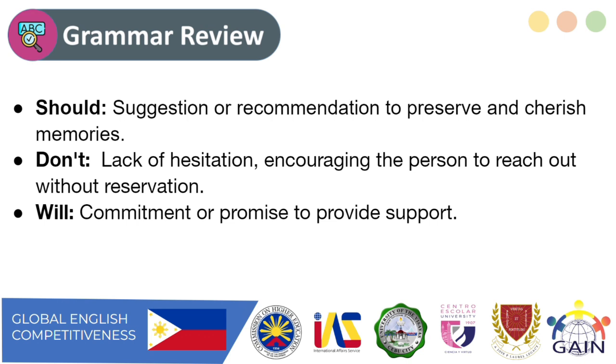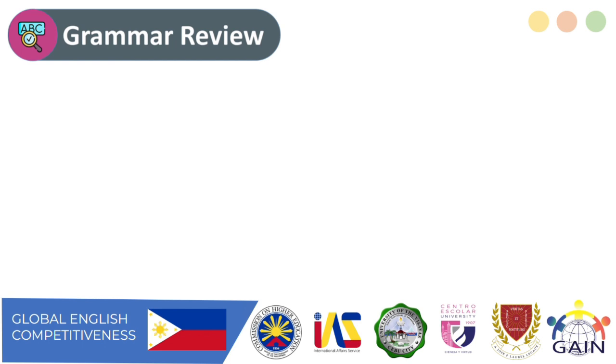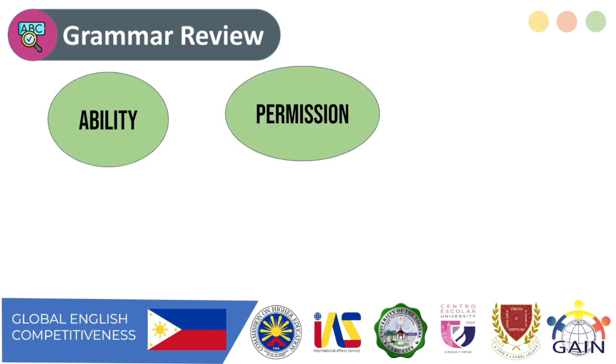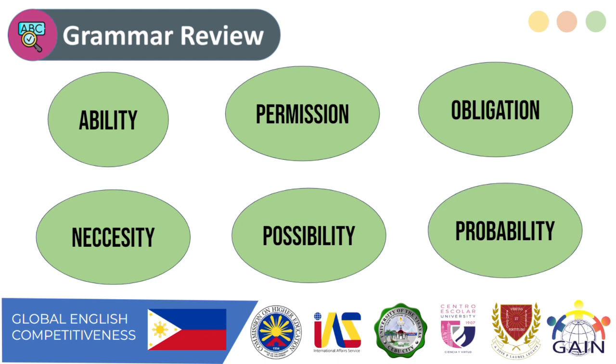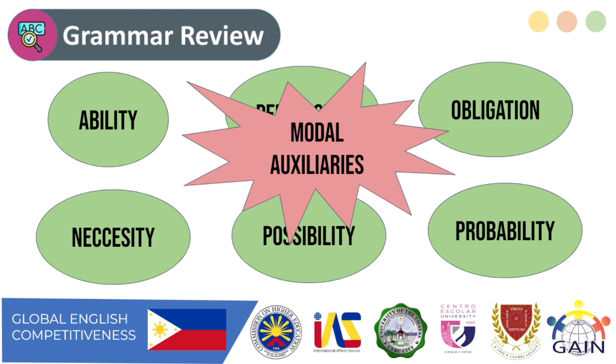Modals are a type of auxiliary verb that express various meanings, such as ability, permission, obligation, necessity, possibility, and probability. They are also called modal auxiliaries. Getting modals right is key for good English communication. They switch up how a sentence comes across, so it's important to grasp all their various uses and nuances.